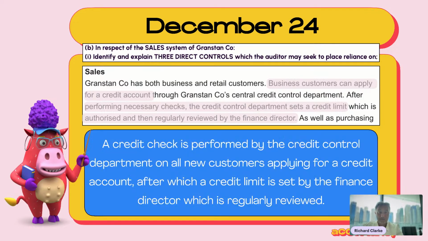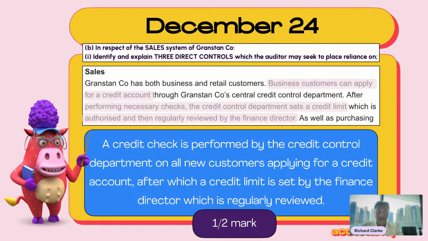So this is the examiner's answer. A credit check is performed by the credit control department on all new customers applying for credit, after which a credit limit is set by the finance director, which is regularly reviewed. Easy. You're just copying out the question again, aren't you? Not tricky at all. Don't overcomplicate it. And there's half a mark in the bag for you. So far, so good.